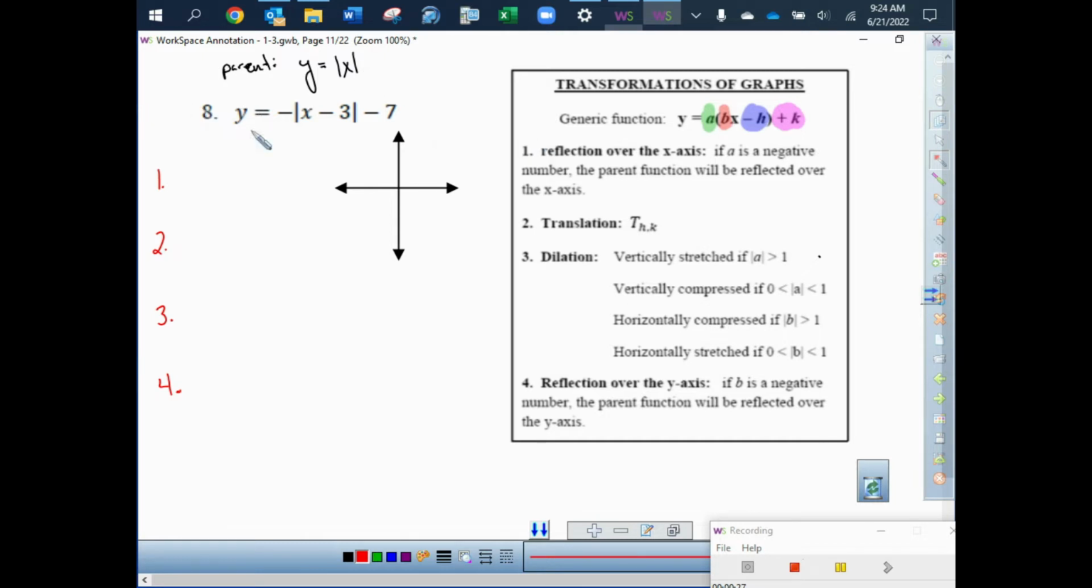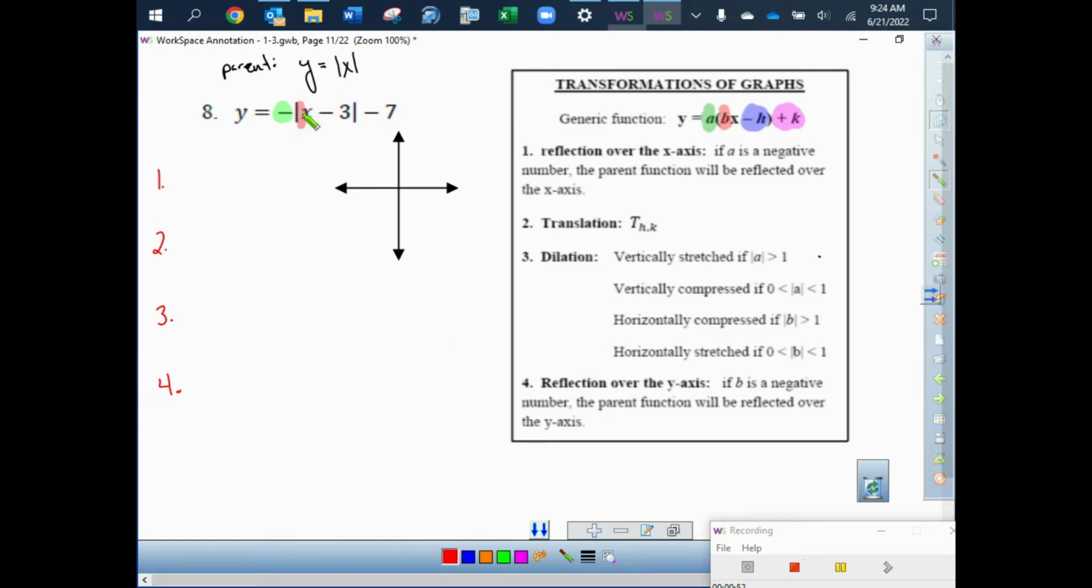What we want to see is what has happened to this guy. So this was the vanilla ice cream. We're going to change the flavors. Let's go find in these the A, B, H, and K's. If you want to highlight, you're more than welcome to highlight. I always do the A value in green personally. That is the number outside of the grouping symbol, in this case the absolute value bars, and being multiplied by. The B value is the number right inside the group.